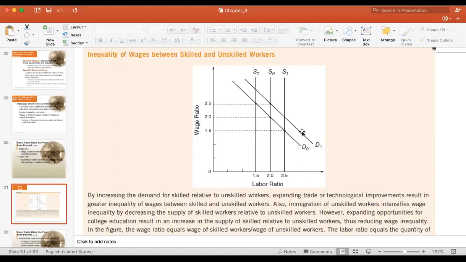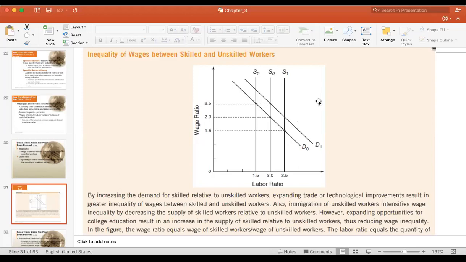Demand will shift to the right. Not a movement, a complete shift. Because what will cause movements along this is a change in the wage ratio. Here we're not talking about any change in wage ratios. We're talking about changes in other factors besides the wage ratio, which is technology. Technology is becoming more advanced. As a result, you need more advanced, skilled labor to work with this technology. Therefore, the demand will shift to the right. And as a result, you will have a new equilibrium wage ratio, which is 2.5. So it has widened the gap.